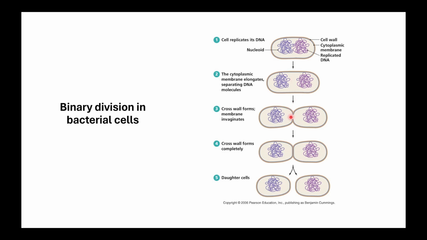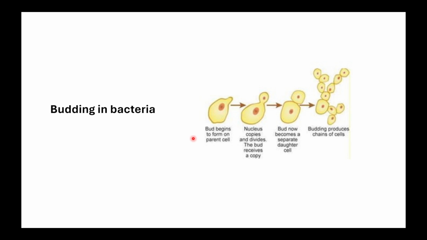And then there's an invagination of the cell wall, and the cell membrane can invaginate, and finally the whole cross wall is formed completely, having two sets of DNA. Okay, and then these two cells divide and form daughter cells. This is the simple binary division in bacterial cells like E. coli, etc. Then there's budding also, wherein a bud begins to form on the parent cell.